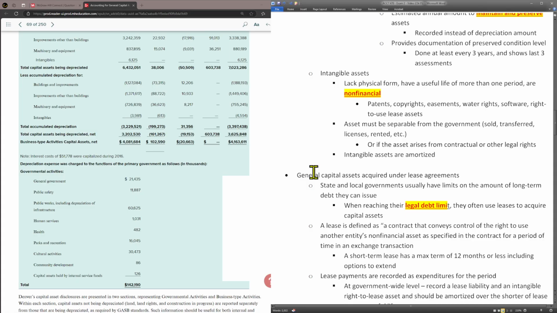Other ones, we're going to talk a little bit about right-to-use lease assets. Also, in addition to lacking physical form and having a useful life of more than a period, intangibles must also be separable from the government. How can you tell that? Can it be sold? Can the rights be transferred? Can they be licensed? Can they be rented? Or does the asset arise from a contractual or other legal right? And again, this is what we've learned in GAAP: intangible assets are amortized; they're not depreciated.